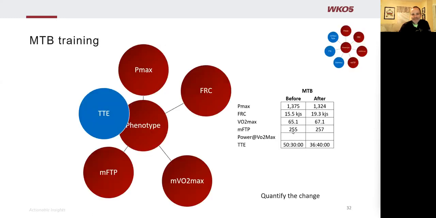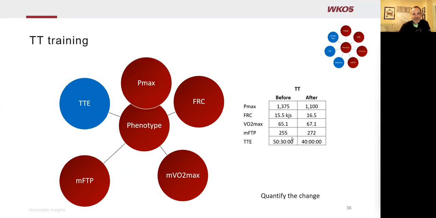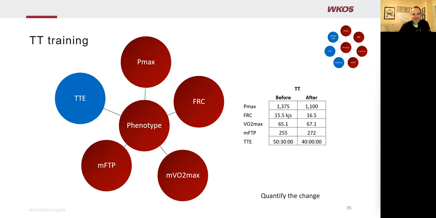I said we did a lot of FTP work. I meant to say we needed to raise FRC. Here, we have a time trialist who needs more threshold. We need to raise that threshold. Well, we do that, right? And we dramatically change. There's my music. Dun, dun, dun, dun, dun, dun.